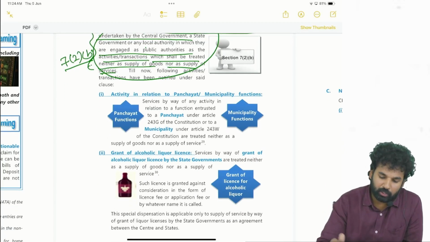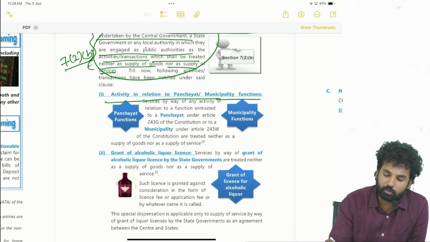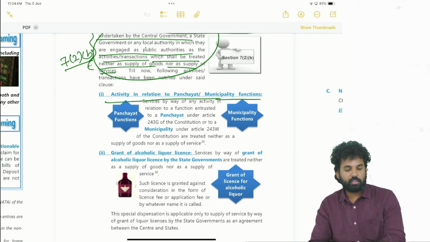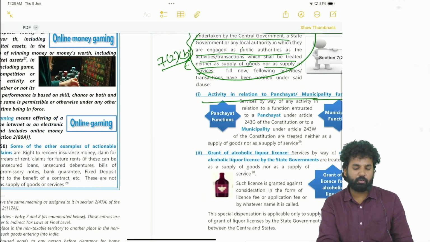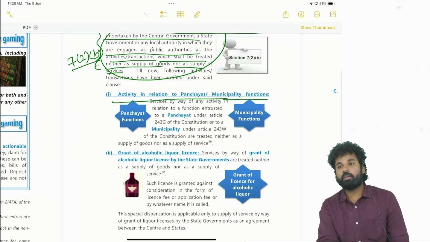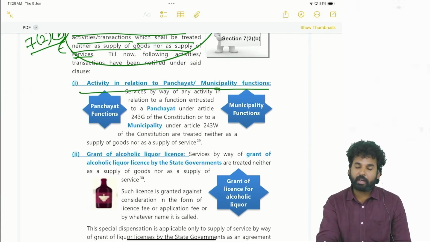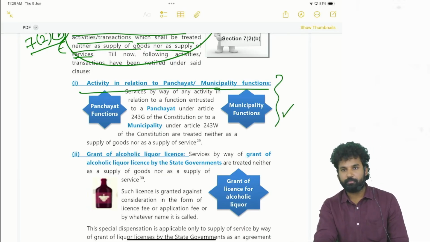Okay, so those are activities in relation to panchayat and municipality functions. In the negative list, in para 3, we talked about activities of members of panchayat, members of municipality, members of parliament, members of legislature. So here they are talking about the activities of panchayat, activities of municipality. It has been notified. So this is outside the ambit of GST, being a notified service.